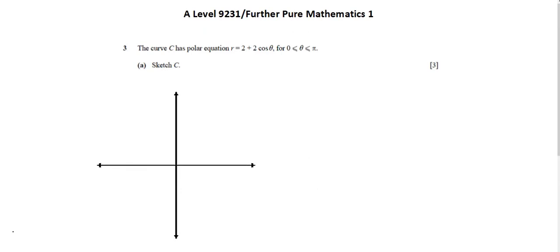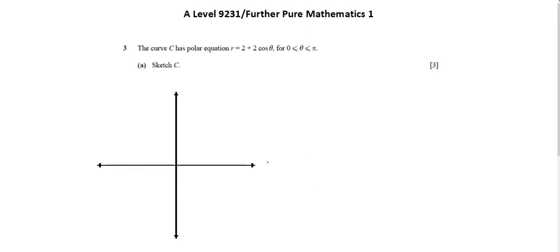This is the specimen paper for 9231 Pure Mathematics 1 for the 2020 exam series, question 3. The curve C has polar equation r equals 2 plus 2 cosine theta for 0 to pi. Requirement A, sketch C. I've included a coordinate plane.